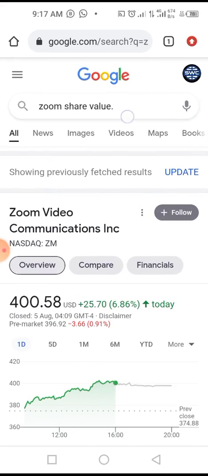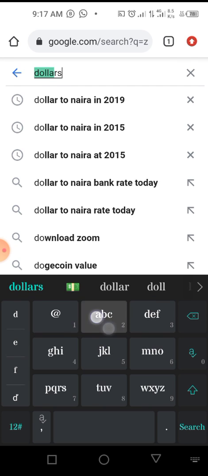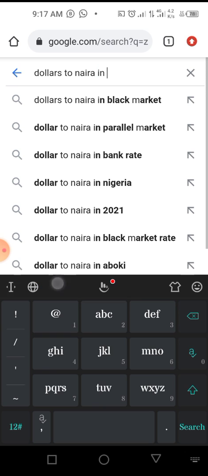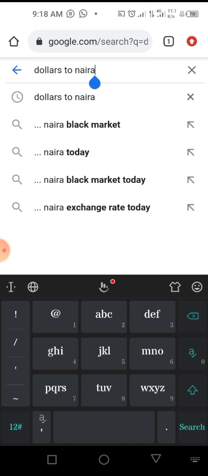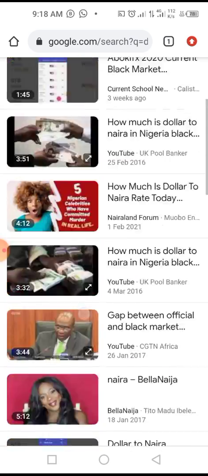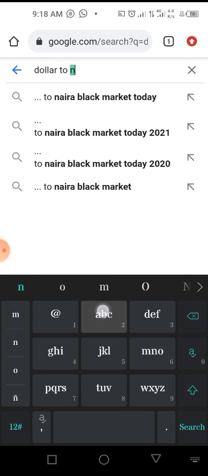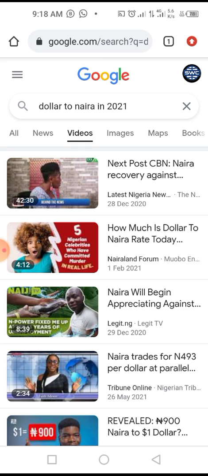Now, the naira equivalent in 2021. So let us see how much naira to dollar is in 2021. So dollar to naira in 2021. Or let's just say dollar to naira, so it gives us the most recent. Okay. So it is currently saying it is 412. But let us look at the black market rate, dollar to naira in 2021. Let's just put it that way, see what comes up.